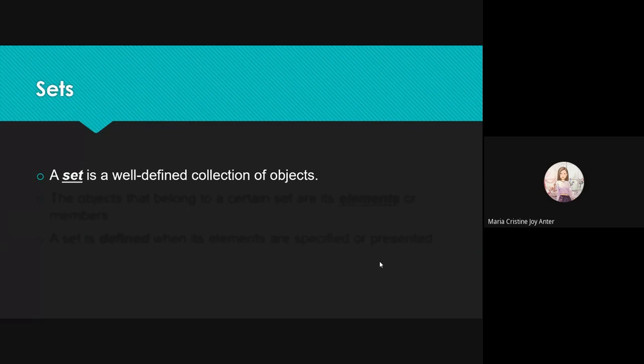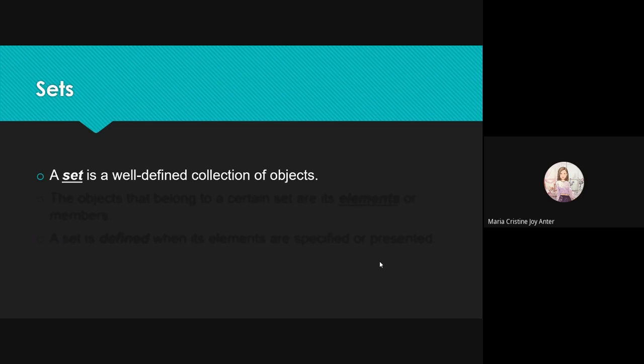When we say a set, this is a well-defined collection of objects. Say for example, a group of ducks, a group of pens, a group of people. Well-defined in the sense that it is properly described what the contents of that group should be. Okay, so say for example, when we say the set of all positive integers, okay? So the group is only positive integers.